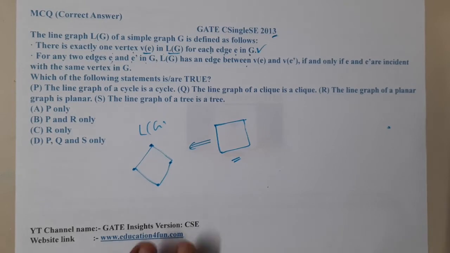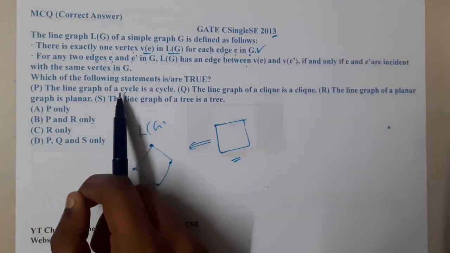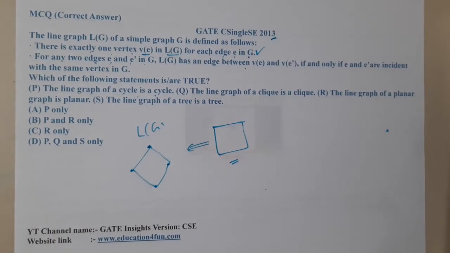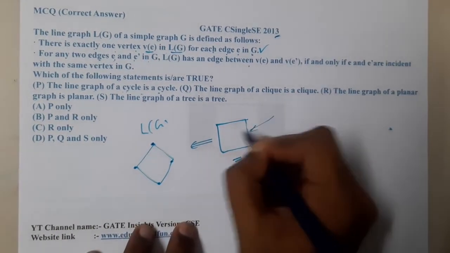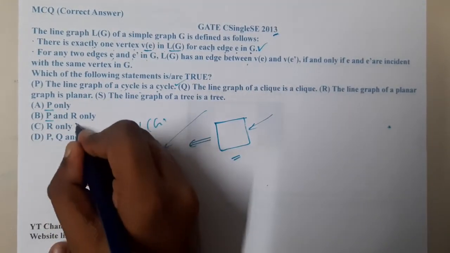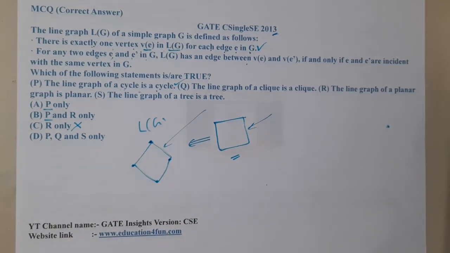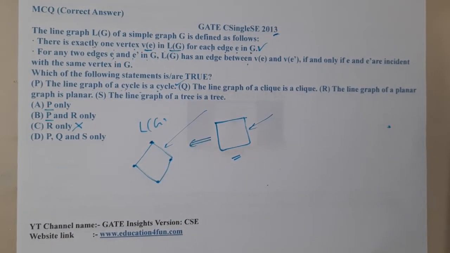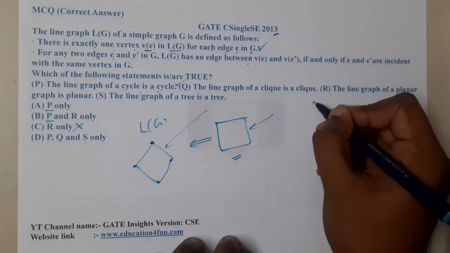Option P. Option P says that the line graph of a cycle is a cycle. So this is going to be the most appropriate answer, because I gave a cycle as input and I got a cycle as output, so P is 100% true. So I can eliminate C from here. Moving on to Q: the line graph of a clique is a clique. We'll be checking it soon, so don't worry.